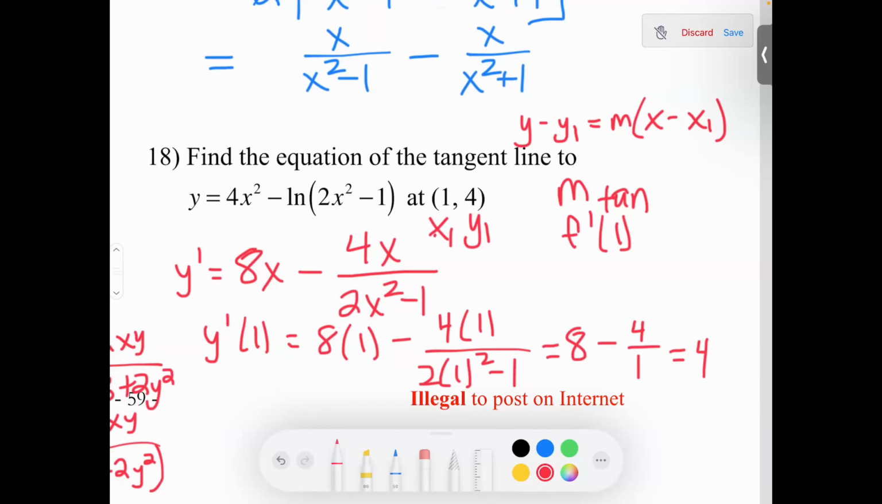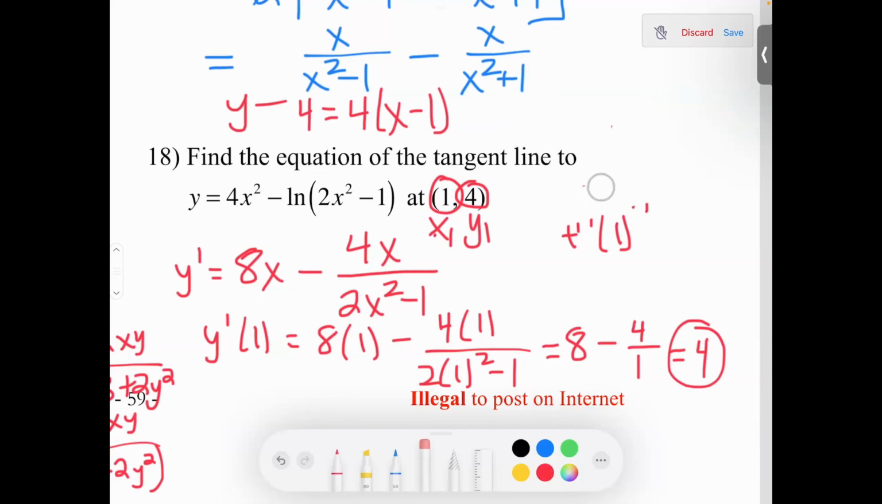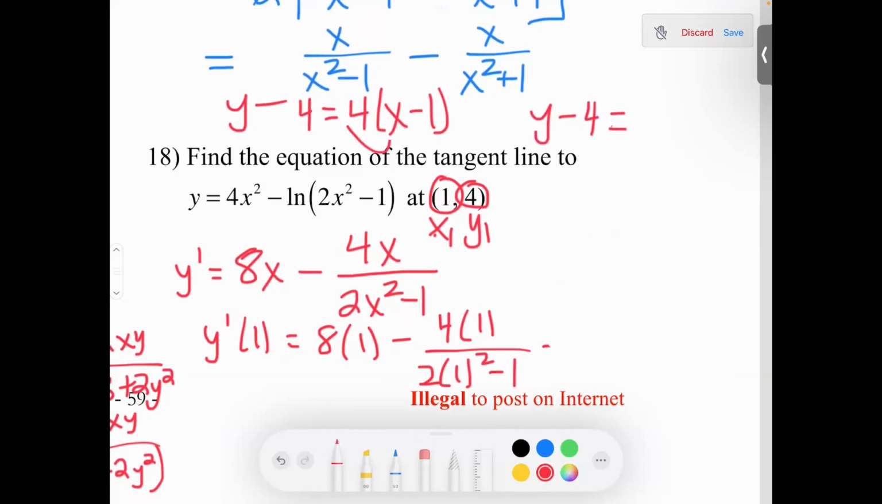So the equation of our tangent line would be y minus this value, 4, is equal to m, which is the slope we just found, 4, times x minus the x value, which is 1. And we can clean that up a little bit, probably solve for y if we wanted to get y on one side by itself. So we get y minus 4, distribute the 4, we get 4x minus 4, and we add 4 to both sides, and it looks like the 4's cancel out, and we get y equals 4x.